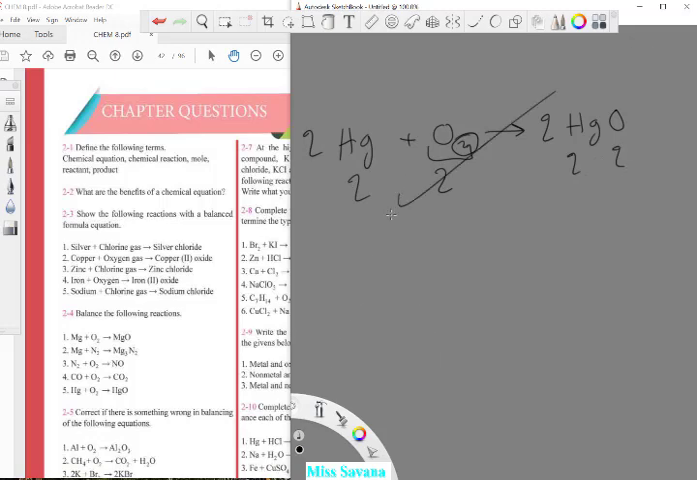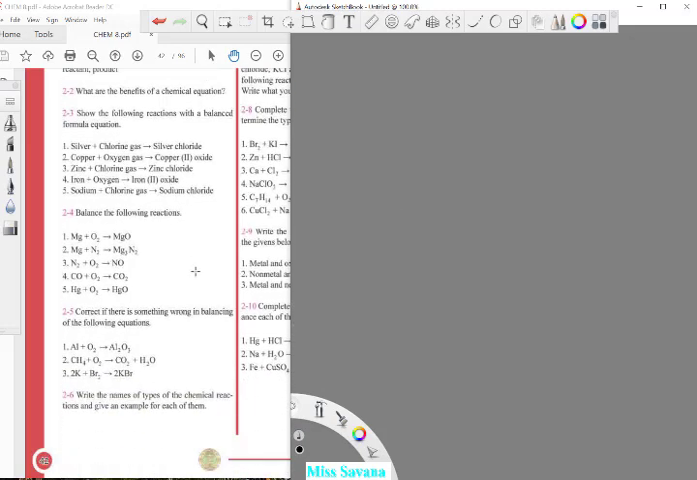Moving on to the next one. Now, the next one is really asking you to correct if there is something wrong in the balancing. So take a look at this. You have aluminum plus oxygen, and you have aluminum oxide. So this one is actually a little bit more complicated. Now keep in your mind you have aluminum here 2 and you have oxygen 3. Okay, and in here you have oxygen 2 and you have aluminum just 1. So what should you do about this?